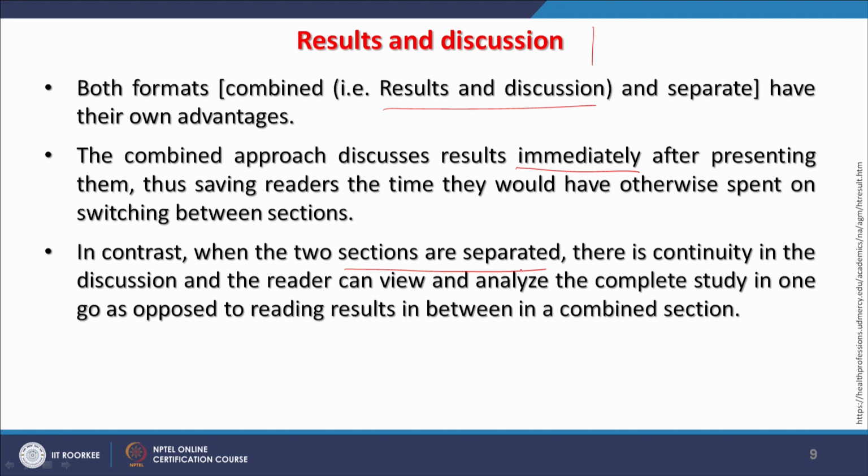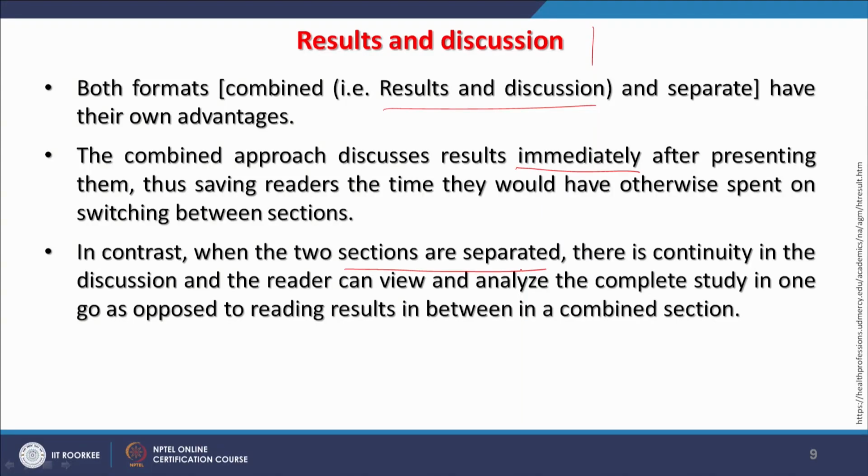If they are combined, then you have the freedom of switching between the different paragraphs, but if you have completely separate sections, then you do not have that chance. Anyway, when the two sections are separated, there is a continuity in the discussion and the reader can view and analyze the complete study in one go, as opposed to reading results in between in a combined section, and that is the advantage of having two different headings for results and discussion.